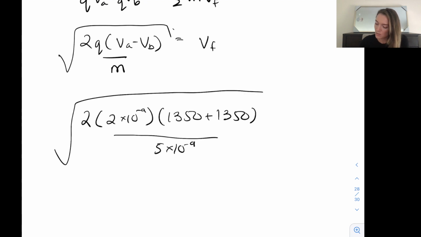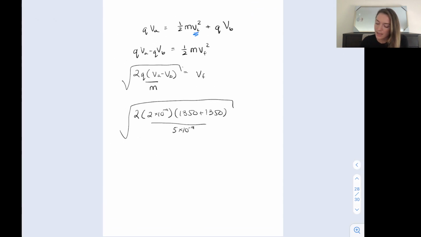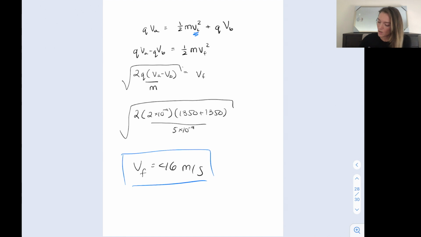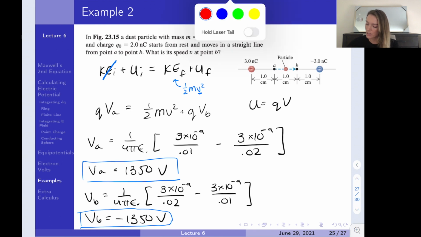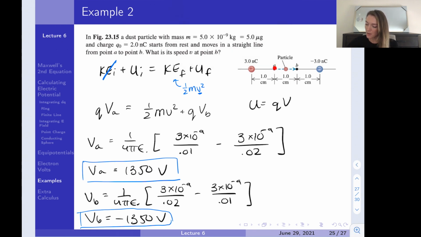And then we take the square root of this whole thing, and the square root of this ends up coming out to 46 meters per second. Okay, so that's our final answer. So you can see that this little positive charge was accelerated from point A to point B because it started at velocity 0, and then at point B it was going 46 meters per second.